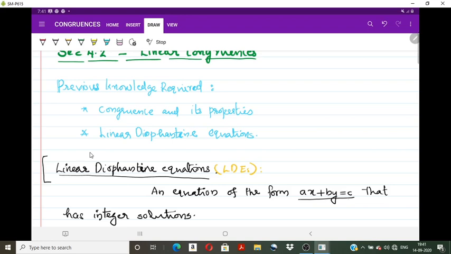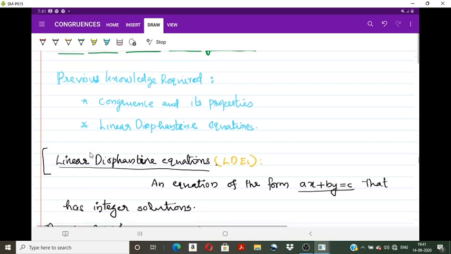If there are more than two unknowns, say three unknowns, then we will write the equation in linear form as ax plus by plus cz equal to d, like that. If the variables x and y have integer solutions, then this equation is said to be Diophantine, or a linear Diophantine equation.